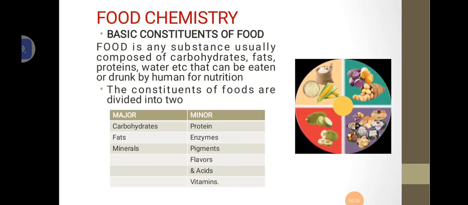Basic constructions of food. Food is any substance usually composed of carbohydrates, fats, proteins, water, etc. that can be eaten or drunk by humans for nutrition. The constructions of foods are divided into two: major and minor.